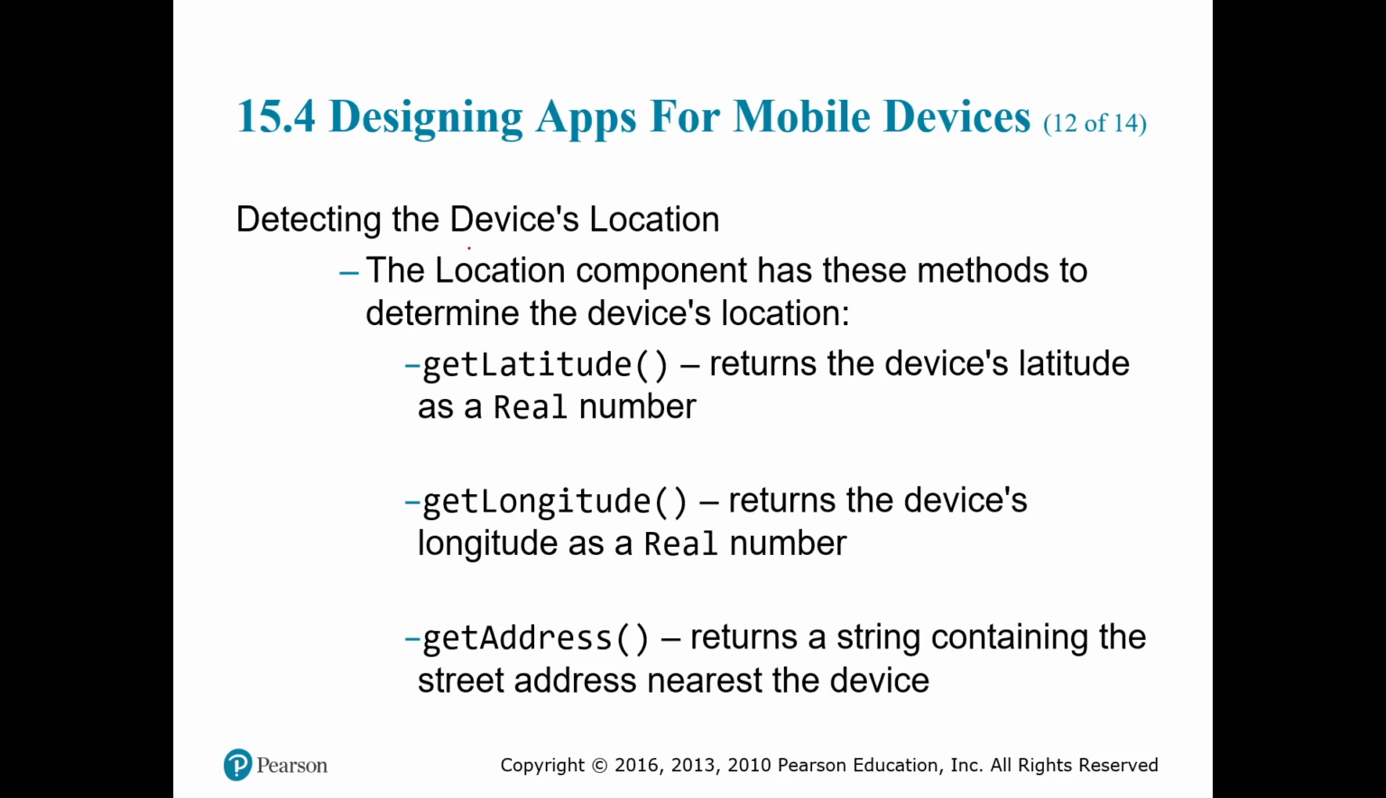Here are a couple of methods to find your device's location. A location component has to be set up in place for this to work, and it would have these specific methods to determine the device's location. The first one is get latitude. It's going to return the device's latitude as a real number or a float number. Remember, real and float numbers are just a fancy word for decimals. Now get longitude, same thing, it returns a real or float number. And get address will return a string containing the street address that is closest to the device.